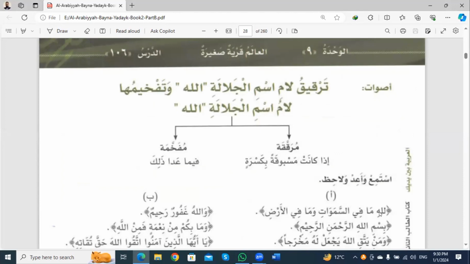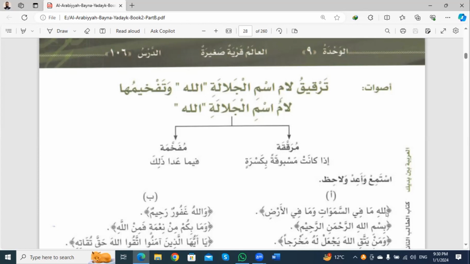This is the word Allah. So, we will see if in front of Allah is a kasra, we will pronounce it muraqqaqa, just like lillahi. So here is kasra. Lillahi. Here is kasra, lillah. But how do we know that here it will be kasra if we don't have fatha or damma?